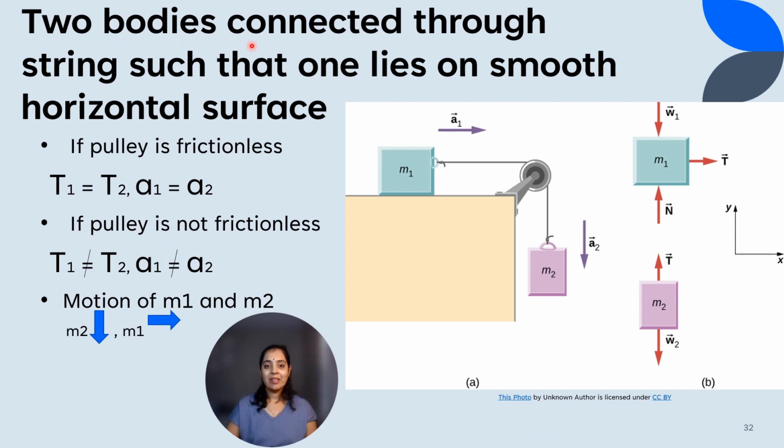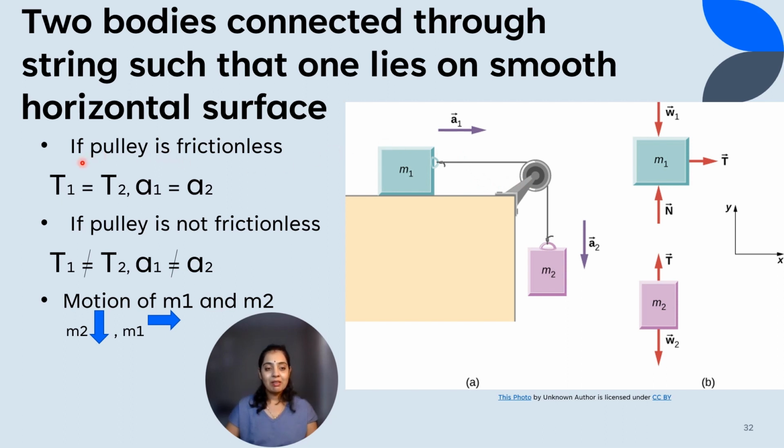Two bodies connected through string such that one lies on smooth horizontal surface. So here in this picture you can see this is the smooth horizontal surface and M1 and M2 are connected with the string. That string passes over this pulley. So there are three cases.